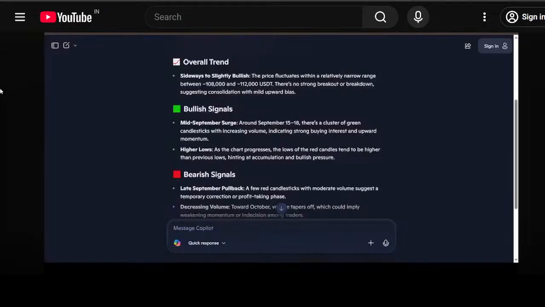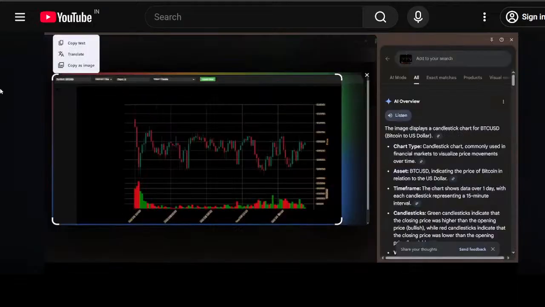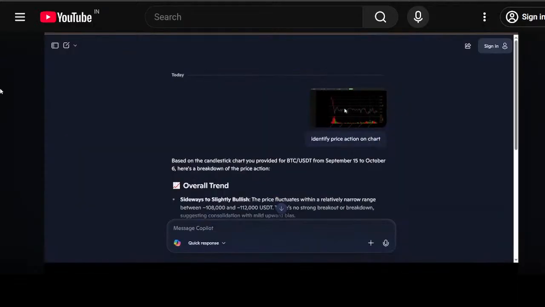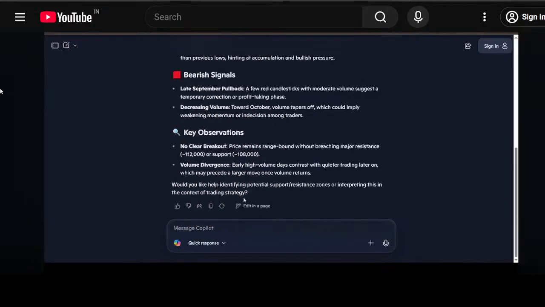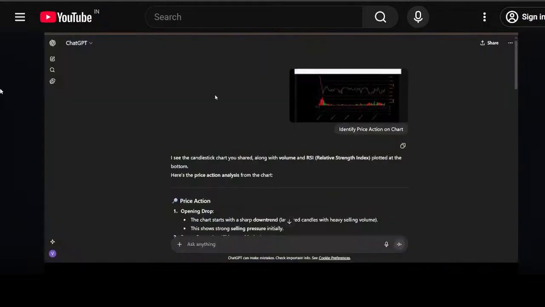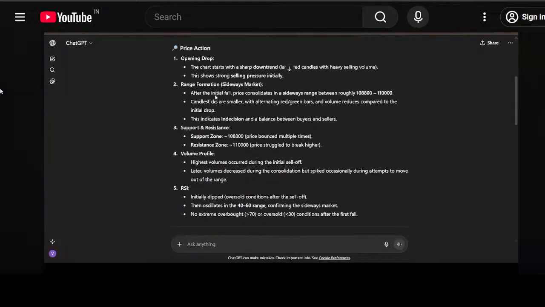And in this, Copilot is also there. If you go with the Copilot search, copy image is also there. Just copy the image and paste it here, and say identify price action. It will give the results, and in the end it will ask whether you want to continue or not. So that you can also go with. And ChatGPT is there, from there also you can go.